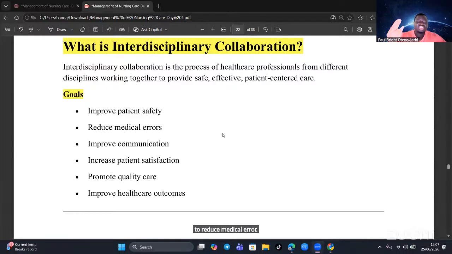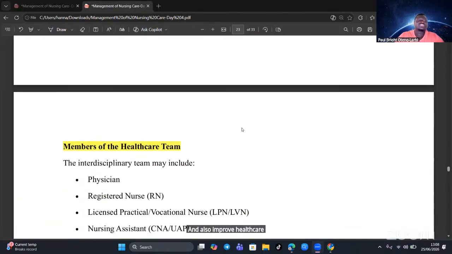Okay. The doctor has given a patient medication. The nurse does not know. The doctor must tell the nurse, "I have given this patient medication, so please don't go and give him another medication." It is a collaboration. Improve communication, increase patient satisfaction, promote quality care, and also improve healthcare outcomes.